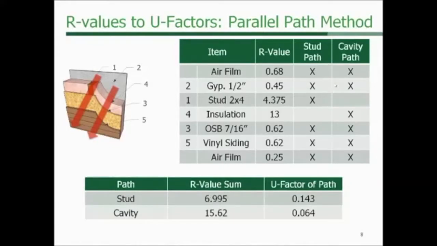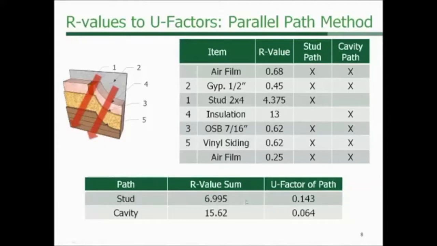For the cavity, it doesn't go through the stud, but it does go through the insulation. So its R value sum is about 15.6, okay? And then I find the U factor for that path. Now the U factor for that path is just the inverse of the summed R value.